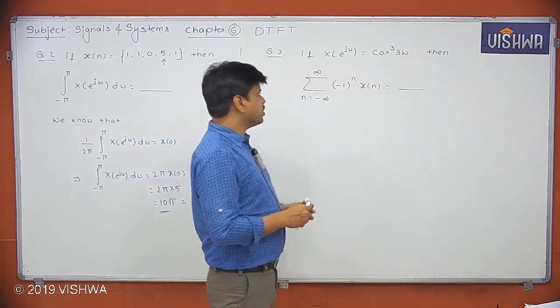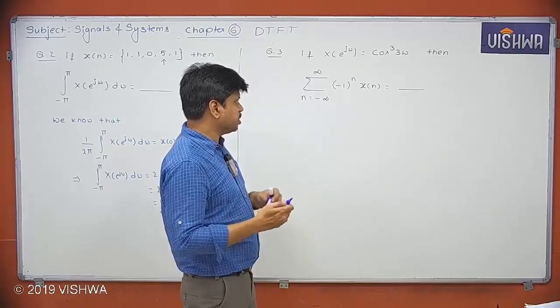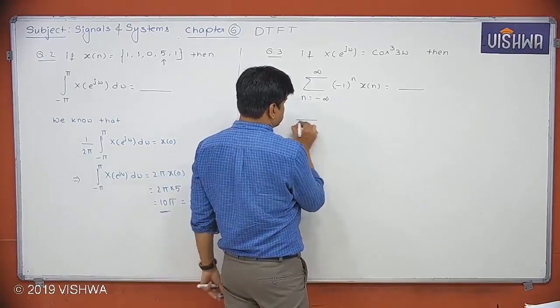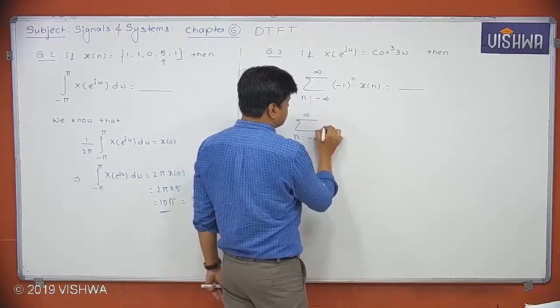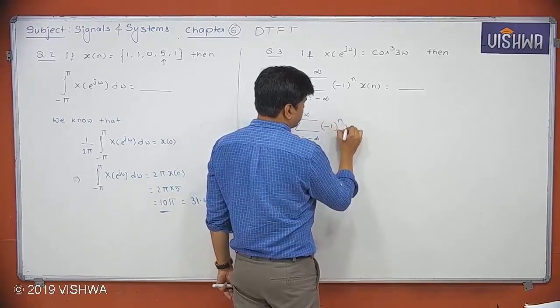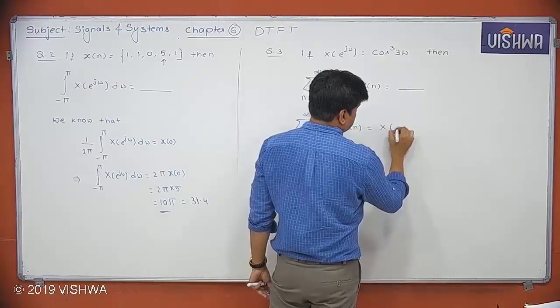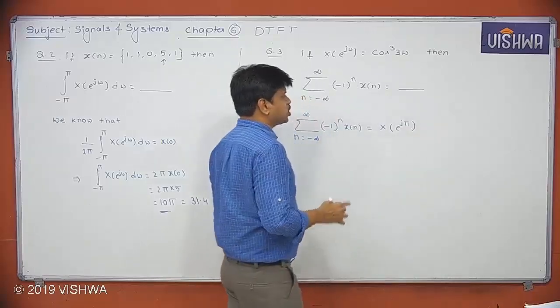It is a central ordinate property only, but a special property I told you: X of e power j pi, that means omega is equal to pi. So this is equal to summation n is equal to minus infinity to infinity of minus 1 whole power n x of n, which is equal to X of e power j pi. That means omega value has to be pi.